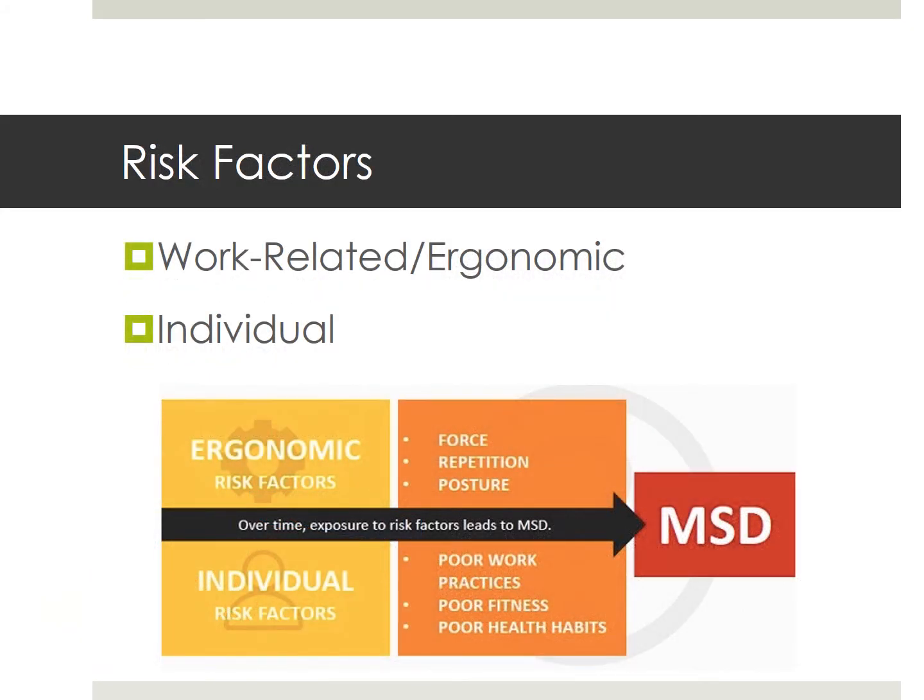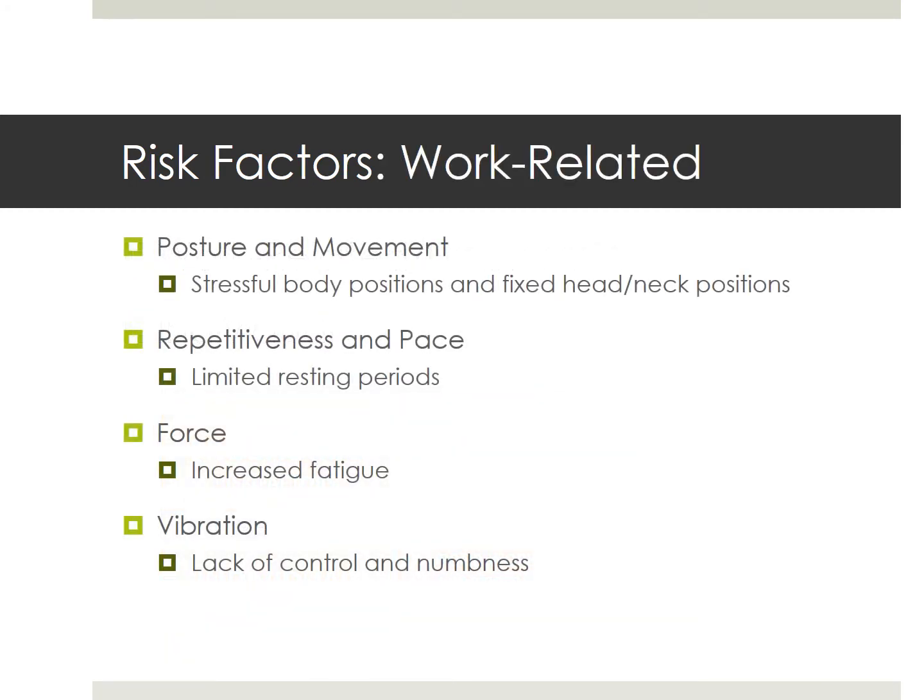The risk factors for developing a musculoskeletal disorder can be separated into two categories: work-related, also called ergonomic, and individual factors. Work-related risk factors include posture and movement, which is having your body and neck in either a fixed or stressful and awkward position for extended periods of time. Repetitiveness of the task, such as working on an assembly line, repeating the same few motions over and over again. Even typing can be considered a repetitive motion.